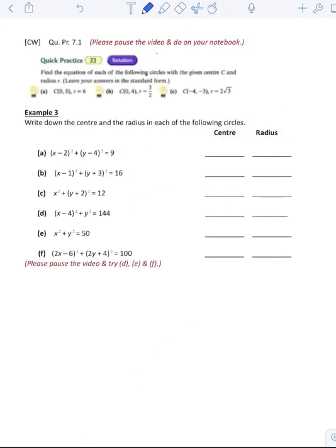Now, you can try yourself. You can do the classwork, Quick Practice 7.1. You can pause the video and do it in your notebook. And do remember to check the answer.